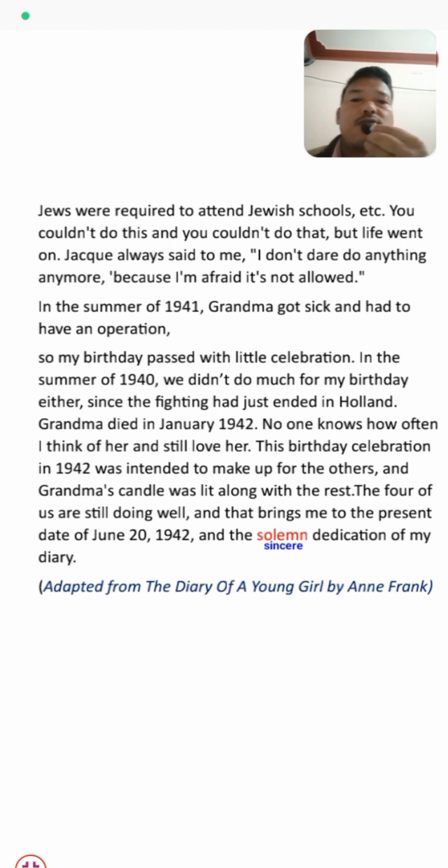Jacques always said to me, I don't dare do anything anymore because I am afraid it's not allowed. Yes, it means nobody had the courage to act out, because they were not allowed to do that. This is in this paragraph, students. So we have talked about the many restrictions on the Jews by the anti-Jewish laws, and they were in trouble. They were living a very miserable life, and they were not free. Many restrictions were on them. This is all about this paragraph.